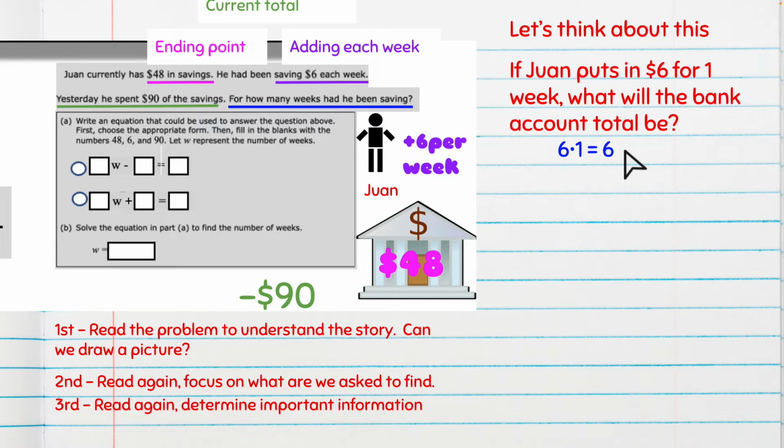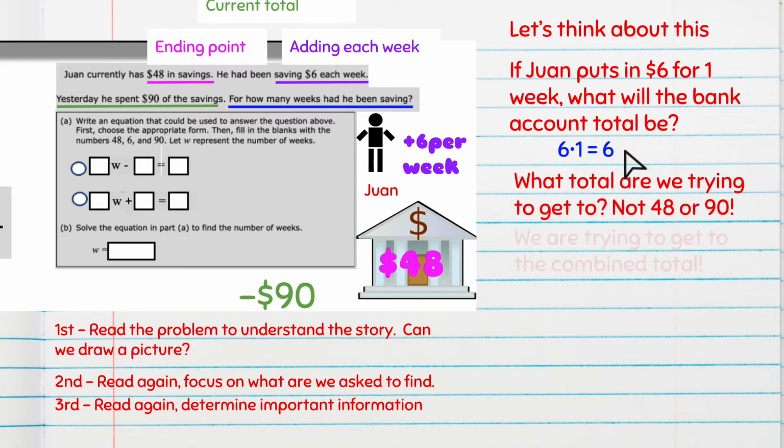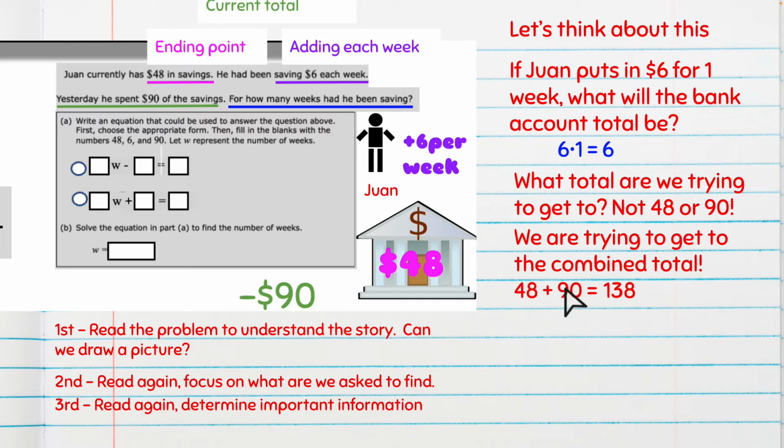And then what I want to kind of figure out here is what total are we trying to get to? It's not 48 and it's not 90. So keep that in mind. I'm not actually trying to get to 48 when I add 6 for each week, and I'm not trying to get to 90 either. We're trying to get to the combined total because he has 48 right now. He had 90 to spend, so he had it all together at one point, right? So I want to know what is the combined total. The 48 plus the 90, and that's $138. That's the number I'm trying to get to when I'm looking at savings per week.